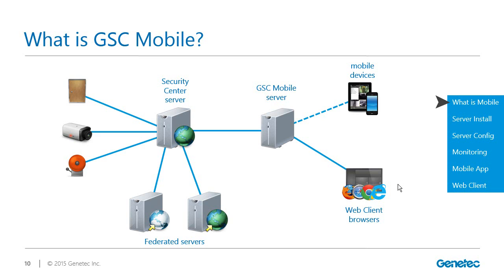We can use the web client to connect using a PC or laptop, or a tablet that is capable of running a supported web browser, like an Apple iPad or Microsoft Surface. Now down here we can also have another Security Center or an Omnicast system that is federated to our current system, and we can view the federated cameras and doors from our client devices as well.